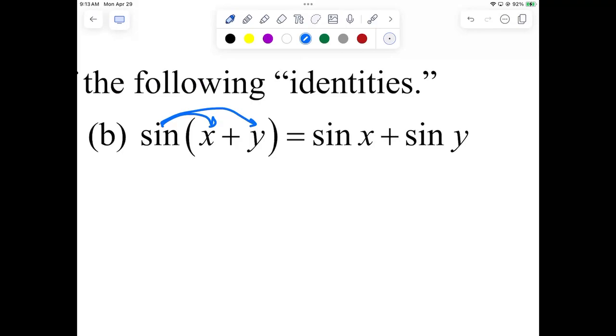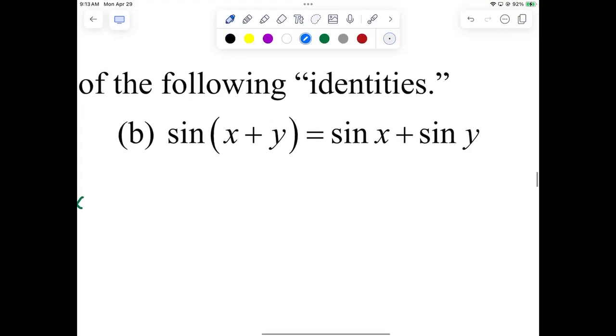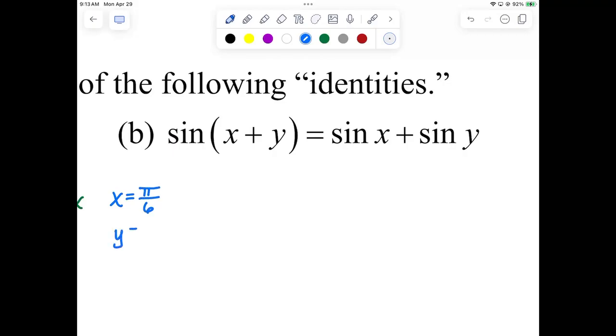When we get to things like this later on in the next section, you're going to have the urge to want to do that. You're going to want to say, oh, sine of x plus y, that's sine of x plus sine of y. But you know what? It's not an identity. Let's see why. Let's pick some angles. Let's set x equal pi over 6, and we'll let y equal pi over 2.